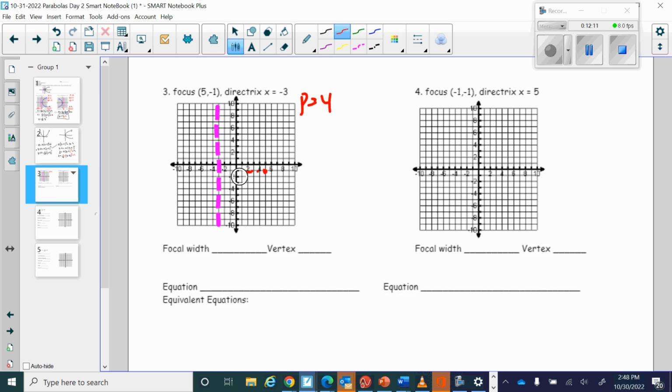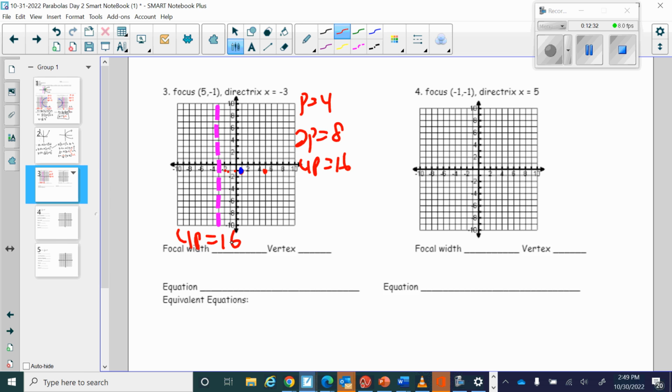And so if I put in my vertex now, 1, 2, 3, 4, my vertex is going to be right there. That's my vertex. Put it blue. All right, so 2p now is going to be 8, and 4p is going to be 16. So that's my focal width. 4p is equal to 16.